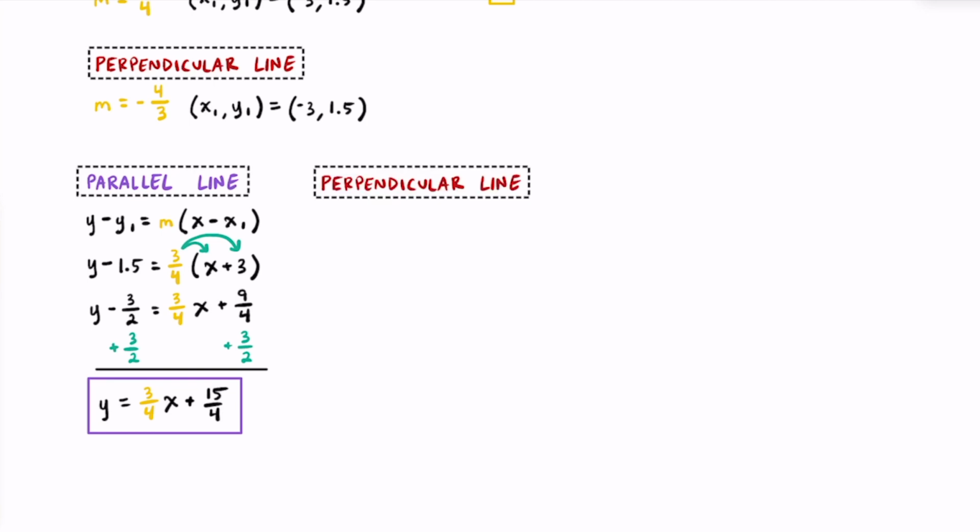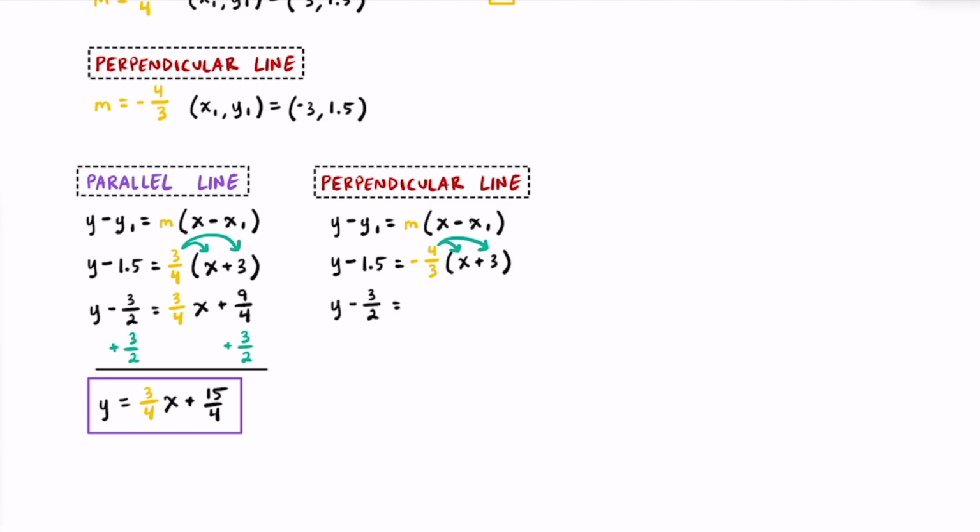Now, as for the perpendicular line, we're going to use point slope form again, where this negative 3 is going to be x1, this 1.5 is going to be y1, and then instead of the slope being 3/4, we're going to have negative 4 over 3, and that's going to be our m value here. So let's go ahead and substitute those values in. Substituting in, this is the equation we're going to get in point slope form, but just like earlier, let's go ahead and distribute this slope here so we can turn this into slope-intercept form so we can see what that looks like.